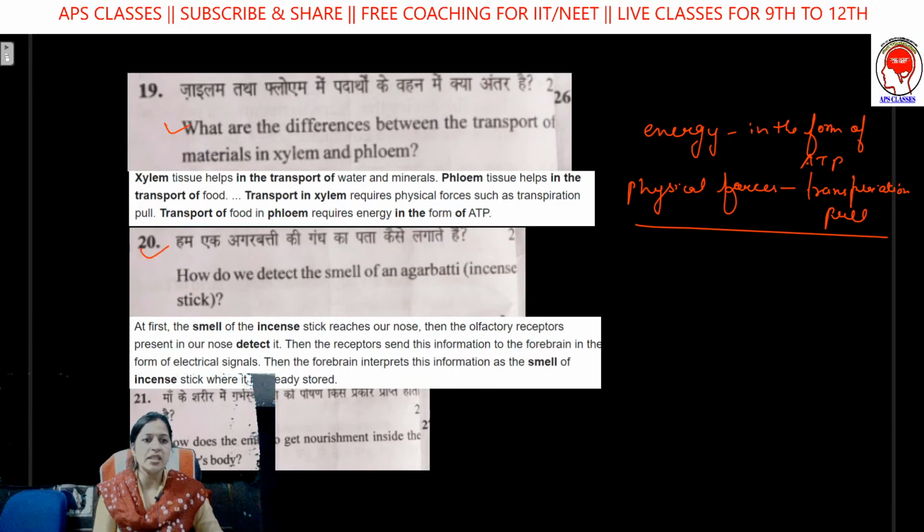Next is your question number 20, and your question number 20 is, how do we detect the smell of an agarbatti, that is incense stick? At first, the smell of the incense stick reaches our nose, then the olfactory receptors present in our nose detect it. Then the receptors send this information to the forebrain in the form of electrical signals. Then the forebrain interprets this information as the smell of incense stick where it is already stored.